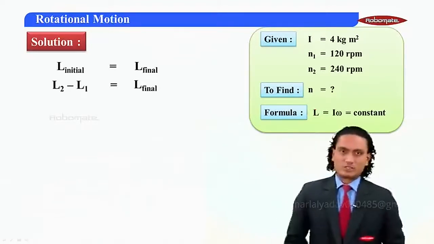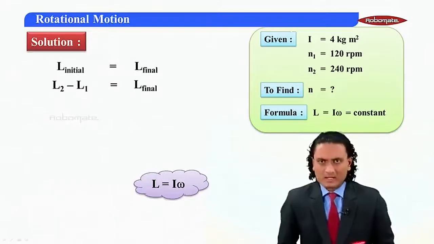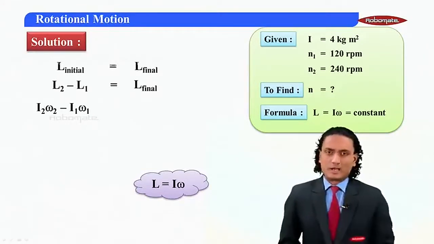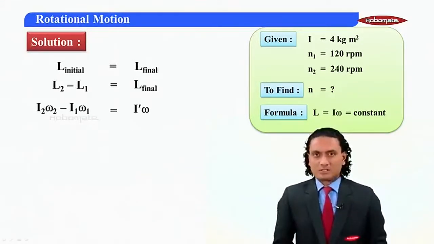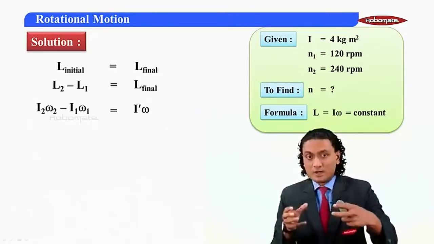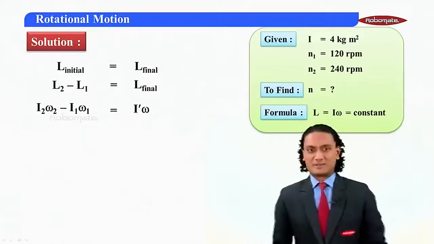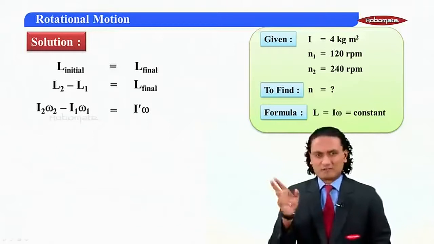Now students, L2 minus L1, we know the formula for L. L is equal to I omega. So L2 minus L1 will be I2 omega 2 minus I1 omega 1 equals I dash omega. I dash is the moment of inertia of both the wheels when they are joined together, and omega is the common angular speed. Is that clear? Fine students. After this it's very simple.